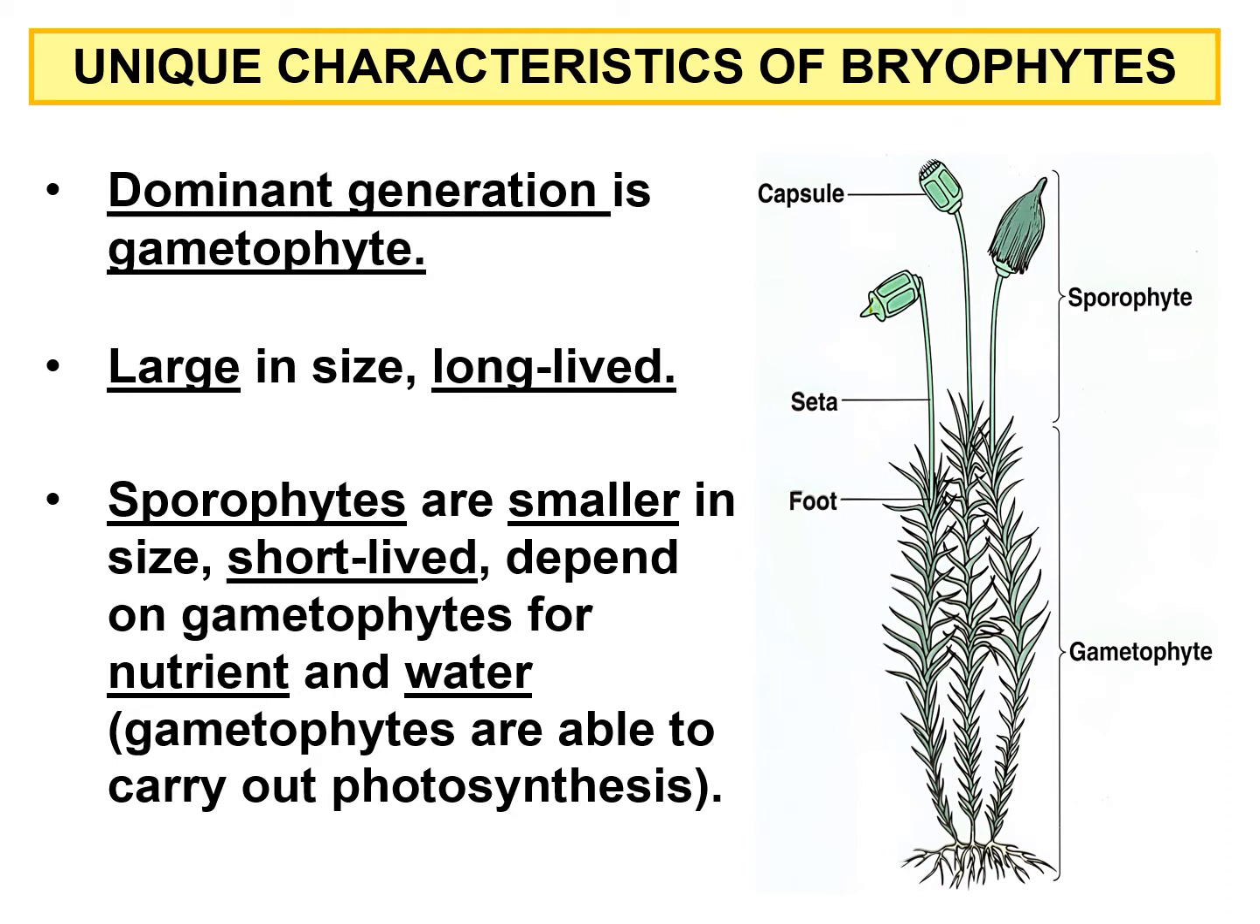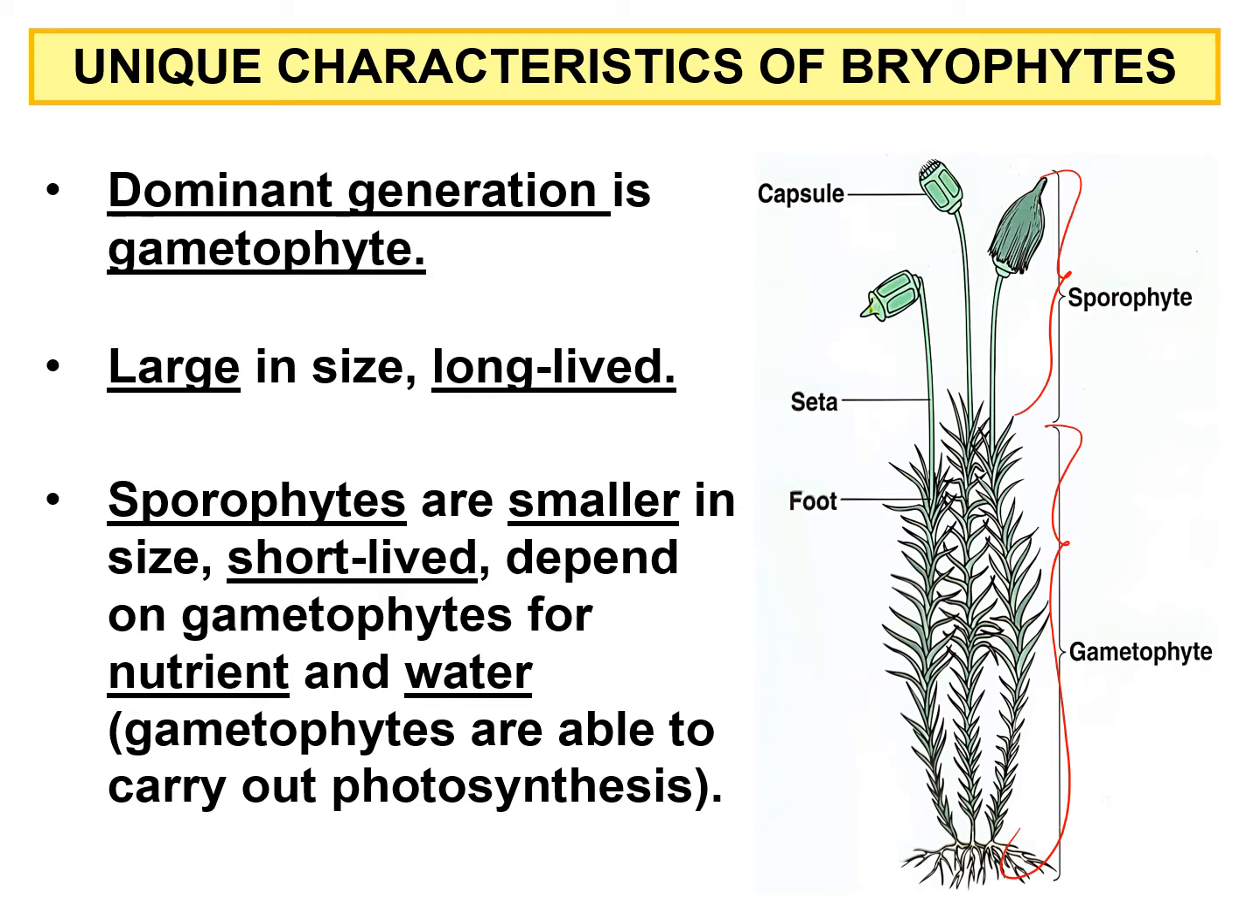And then which generation depends on which generation. So the generation that gives dependence to another generation is the dominant one. So in bryophytes, the generation that is dominant is the gametophyte. You see, the gametophyte holding the sporophyte. So sporophyte actually depends on the gametophyte because gametophyte is large in size and long-lived, while the sporophyte is smaller and short-lived.